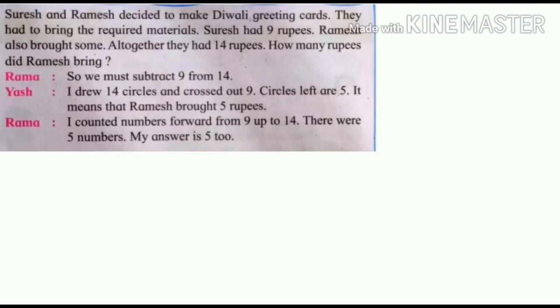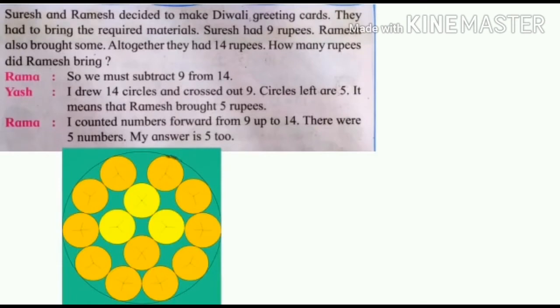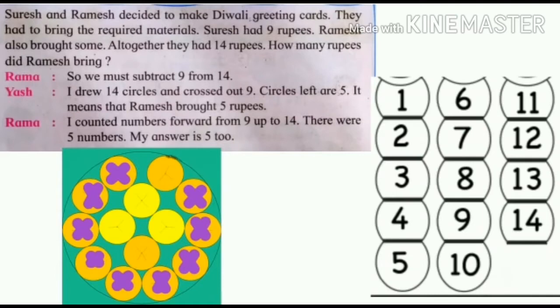Rama says we must subtract 9 from 14. Yash is drawing 14 circles and he is going to cross out 9. How many circles are left? 5. It means that Ramesh brought 5 rupees. Rama counted forward numbers from 9 to 14. She also got the same answer as 5. So children, it means we will get the same answer irrespective of the method we use.